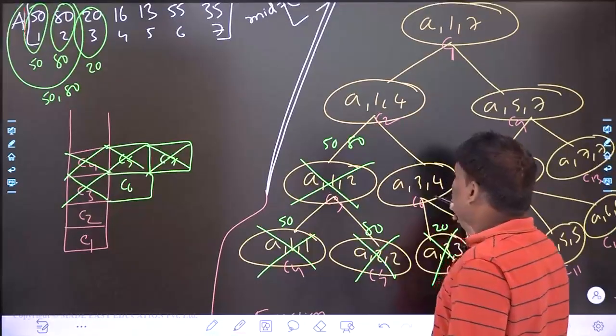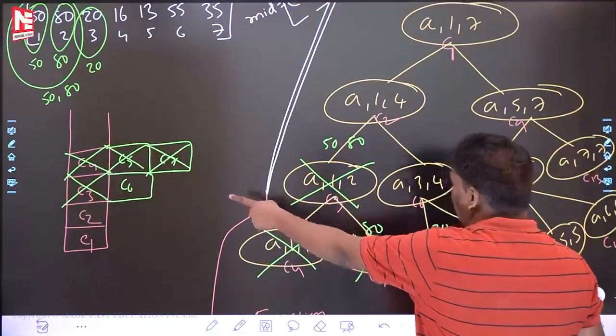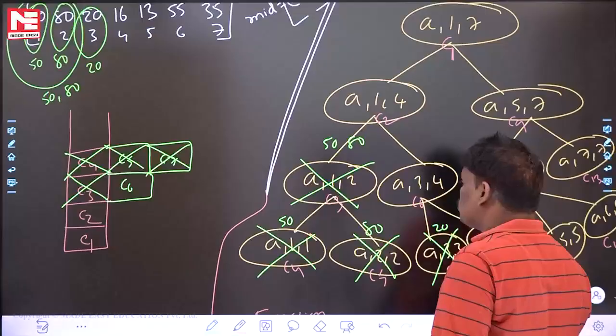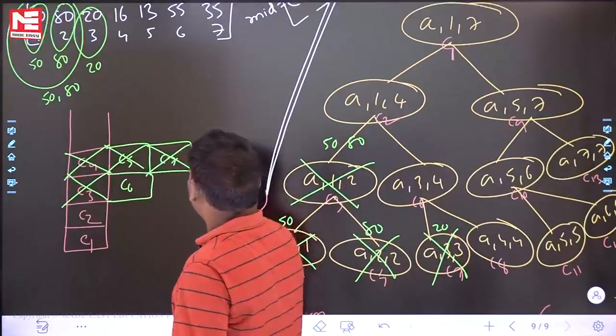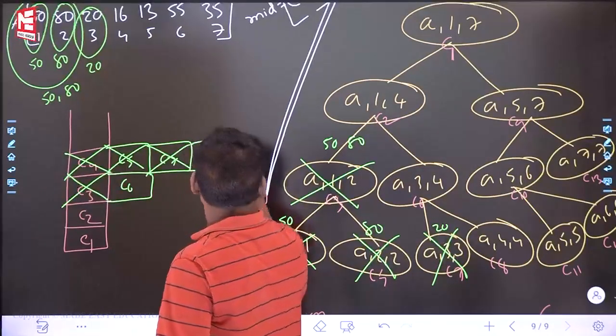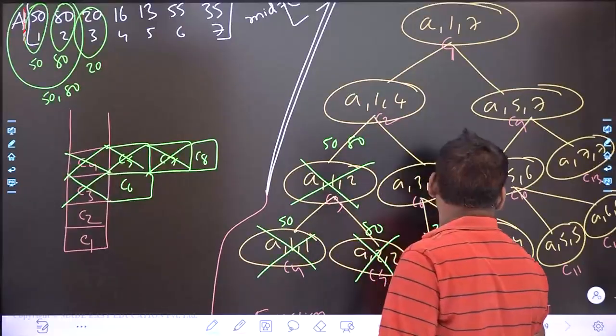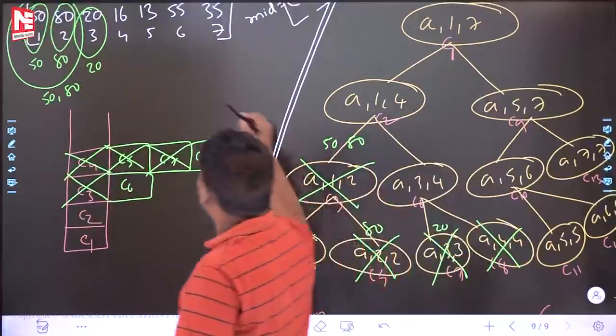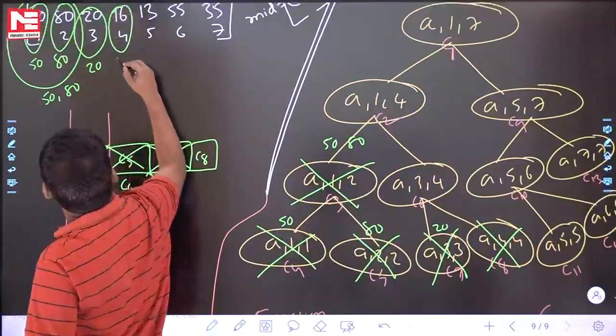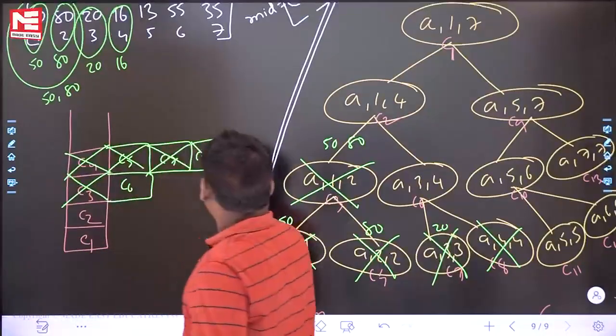Can you help me to complete C6? Who is the top of the stack? C6. To complete C6, who required? C7 also, C8 also. C7 over. Now C8. Can you say C8 is a small problem or a big problem? Small problem. A44. What is the answer? 16. Right? This is also cancelled.